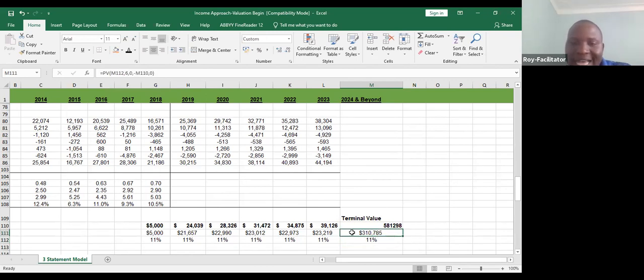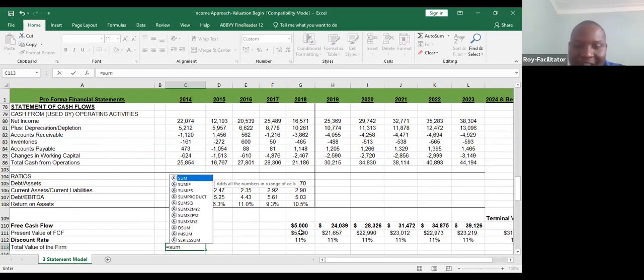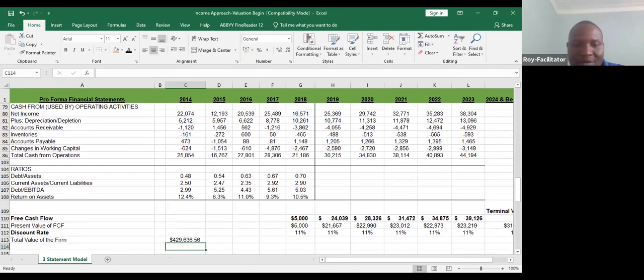Now, since I have all this up to year 6, all I need to do is the value of the farm. The value of the business will be this. I'll just sum all these figures in present value. And once I do all these values in present value, that will be the value of the farm. So the farm will be valued at 429,636. So that will be the value of the farm using the income approach.